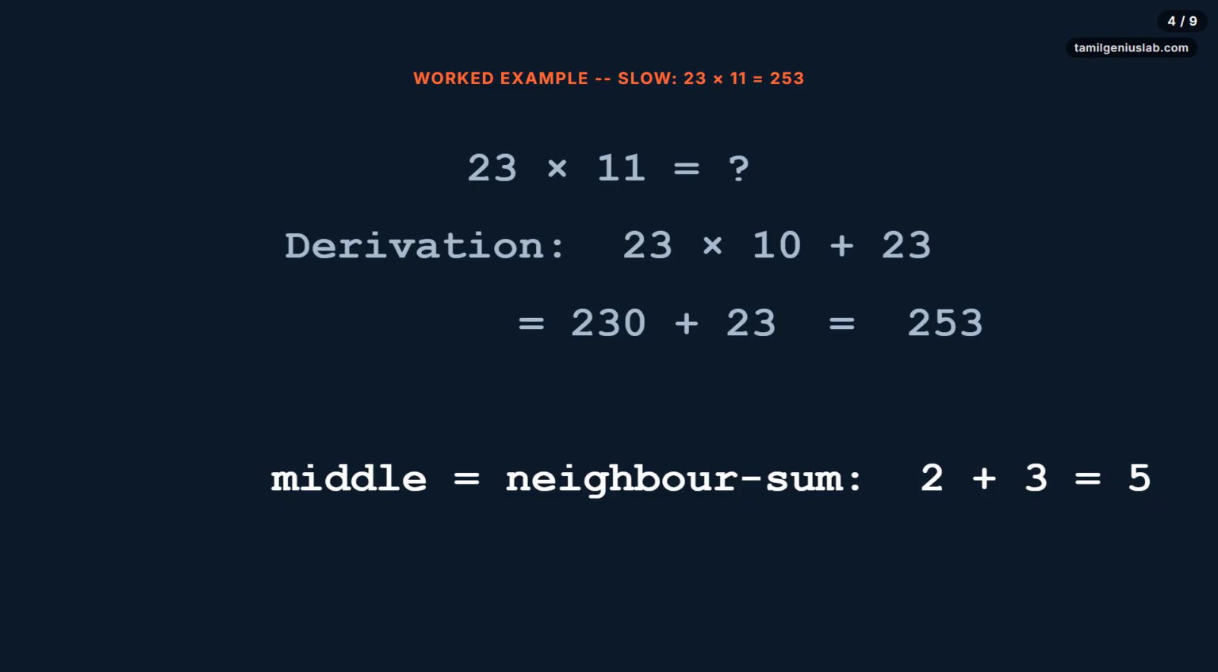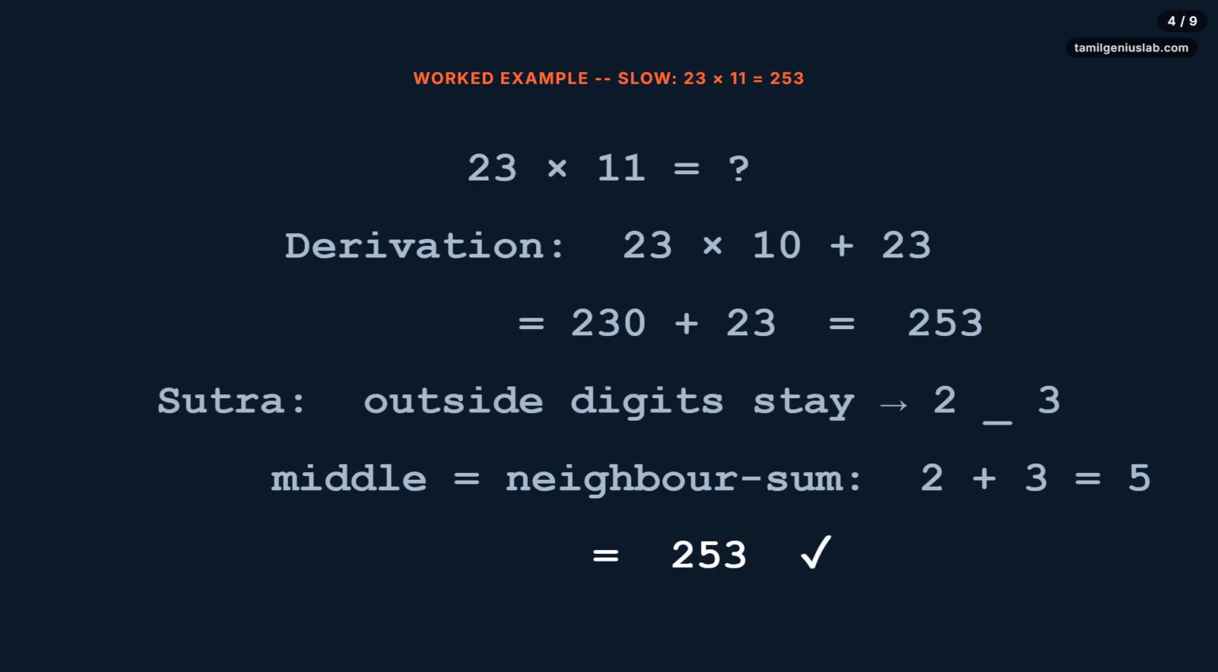They stay at the ends. The middle is the neighbor sum. 2 plus 3 is 5. Read it left to right. 2, 5, 3. 253. Yes, 2 paths. Same answer. The shortcut is the derivation, compressed.